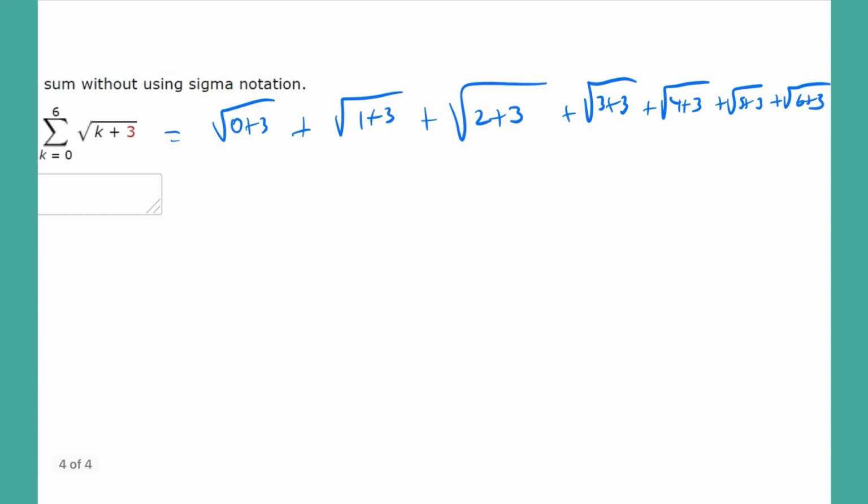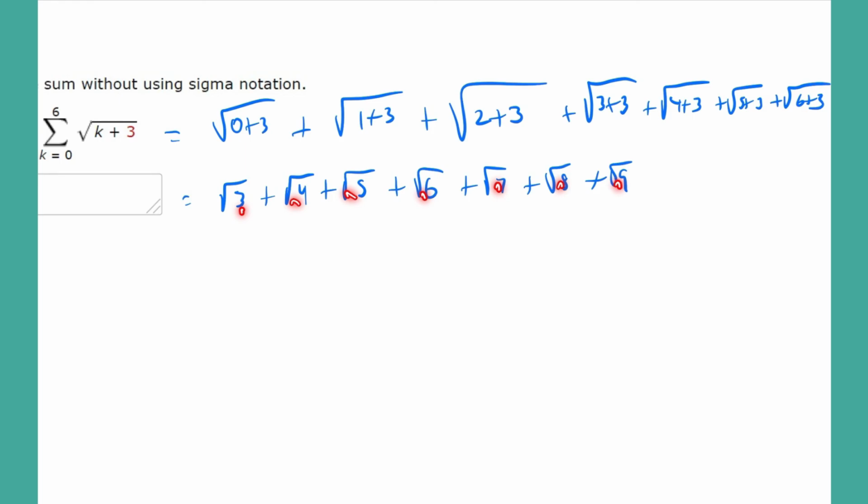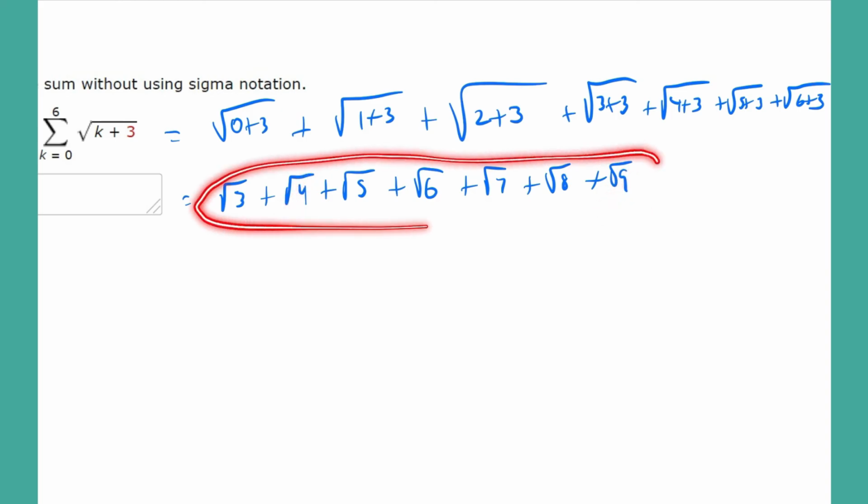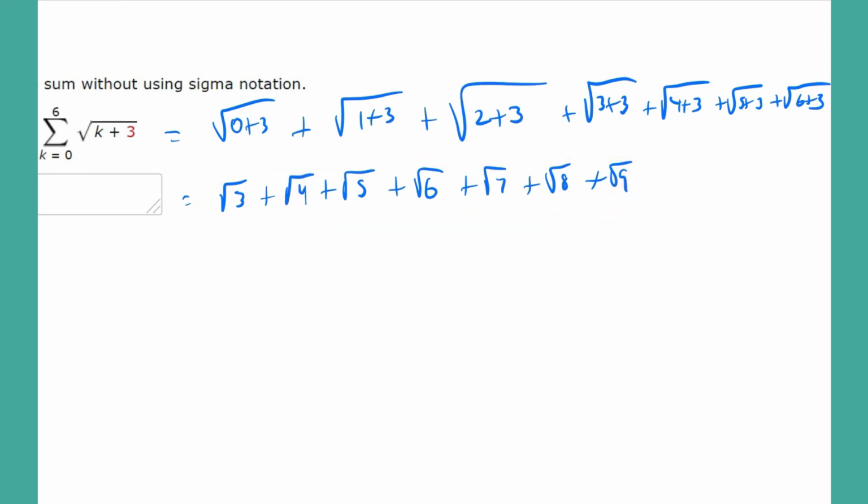So we can simplify this a bit. Square root of 3, square root of 4, square root of 5, square root of 6, square root of 7, square root of 8, square root of 9, and that will do it. There should be 7 terms: 1, 2, 3, 4, 5, 6, 7. I'm sure you can simplify that to 2 and that to 3, but I think if you enter your answer like that, that should do it as well. And that concludes this section.